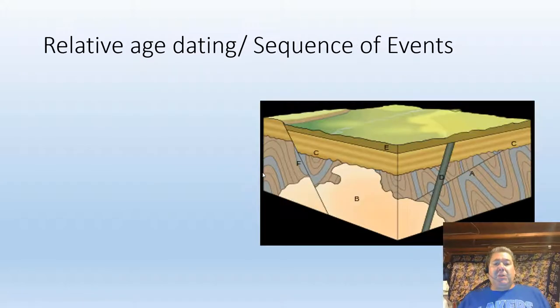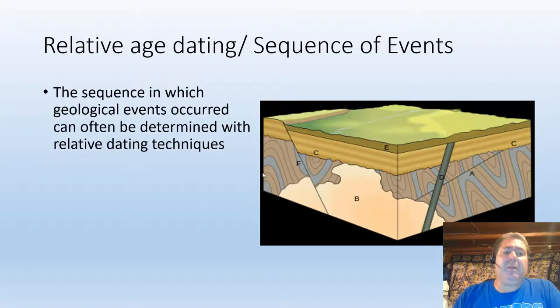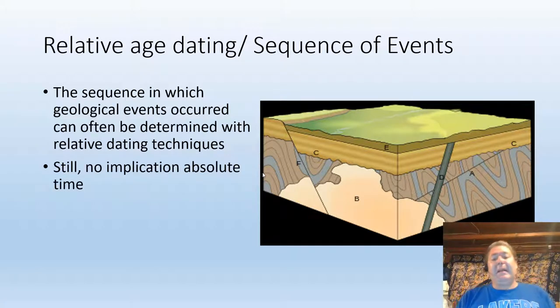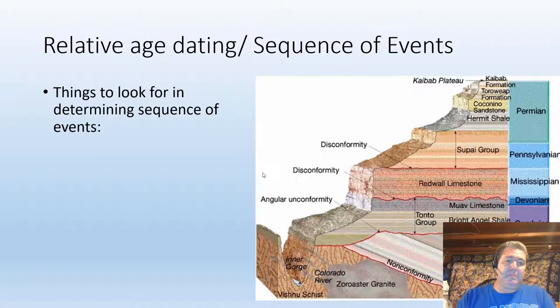And this brings us to throwing this all together into this idea of relative age dating and sequence of events, right? And the sequence of events is determining in which order these geological events tended to happen, or happened, right? So, again, no time implied. We're just doing first, second, third, this, then that, right? We don't know if it was a billion years apart or 500,000 years apart or what, right?